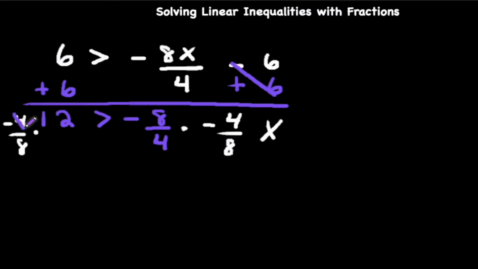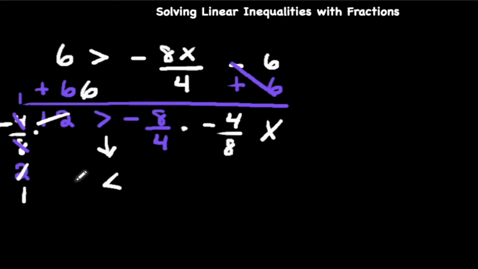4 goes into 4 once, 4 goes into 8 twice. We can still simplify it even further, right? Because we have this 2 and 12, right? So we have 2, which goes into 2 once. 2 goes into 12 6 times. Okay, so don't forget we have this negative number out here. We've multiplied by a negative number, so we're going to reverse the inequality symbol.